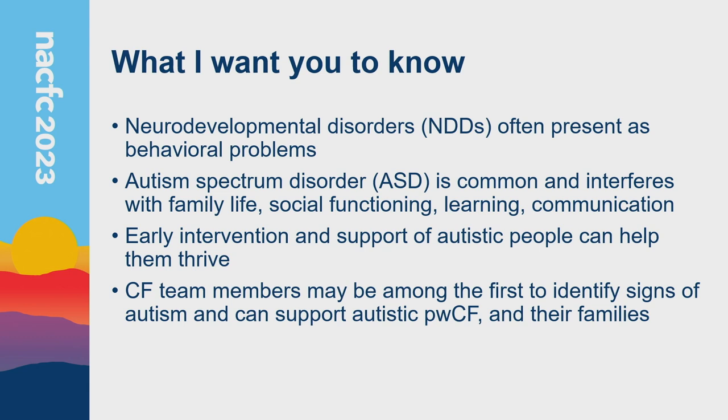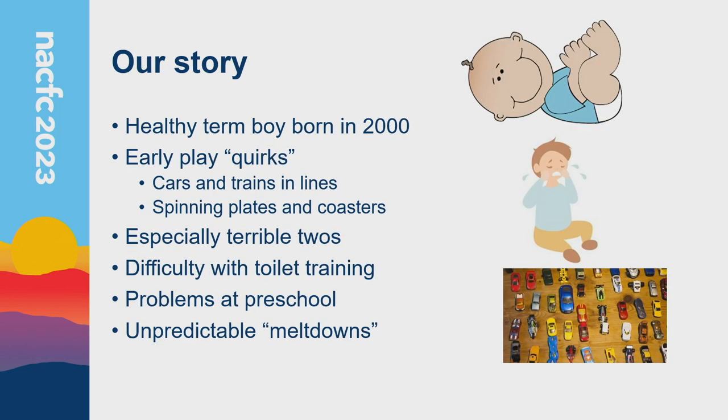So as a newborn screening researcher in cystic fibrosis, I've thought about this a lot. And then you, as a CF team member, whatever your role, may be among the first to identify signs and symptoms of autism or other neurodevelopmental disabilities, because you see these families more often than any other healthcare provider. Most pediatric offices, some do, but most don't, have a social worker who can talk about what's going on that's causing some stress or what you might see as non-adherence.